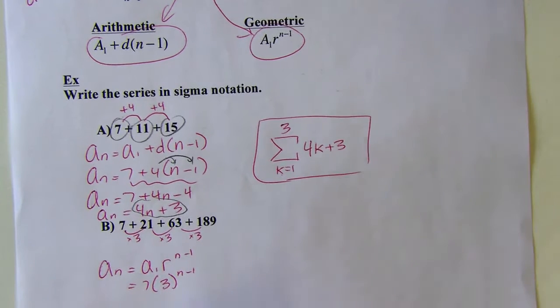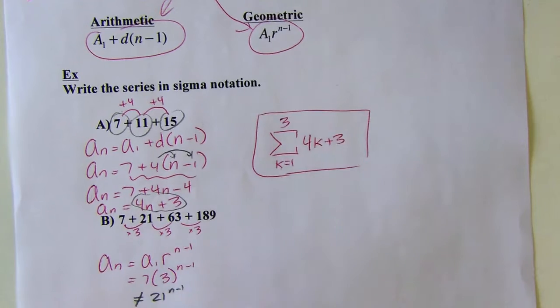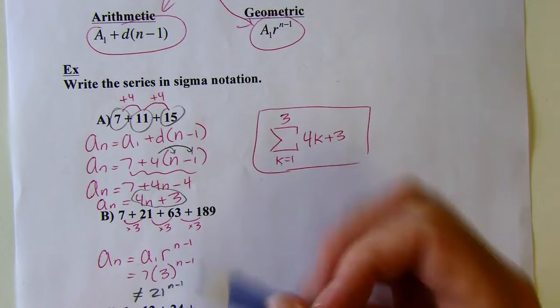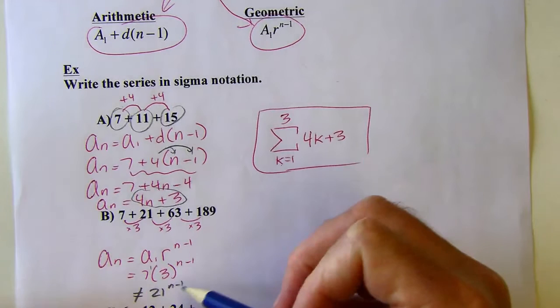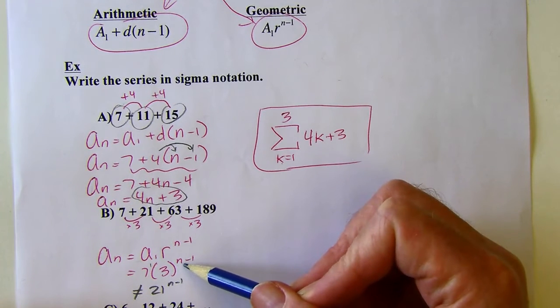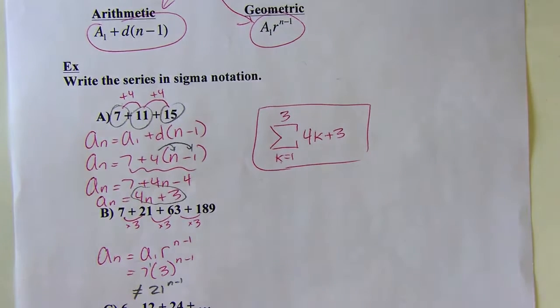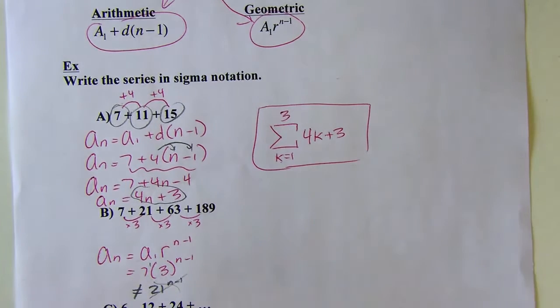What I see people do that they shouldn't do is combine the 7 and the 3 into 21. But that's incorrect, because it's really 7 to the first and 3 to the n minus 1, so you can't combine them. You'd have to do the exponent before you multiply. And since I don't know what n is, it's a variable, I can't really do anything with that. So you can't simplify this. It's not the same as 21 to the n minus 1.